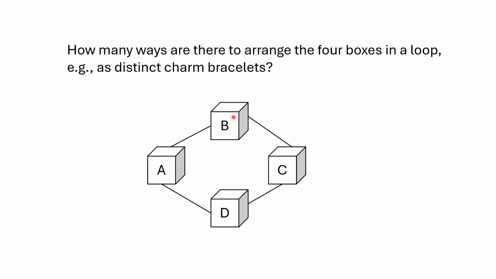So the trick here is that if you rotate this, for example, 90 degrees, then B would come here, C would be here, D would be here, and A would be here, and that would really be the same bracelet. So we need to take that into account when we compute the number of distinct arrangements in this loop or cycle configuration.